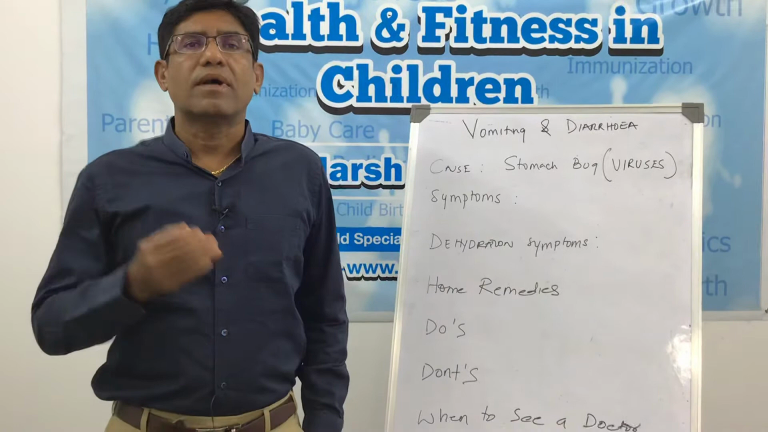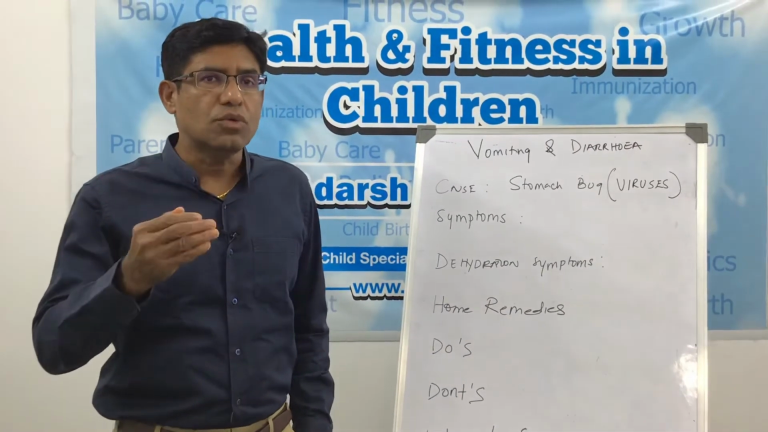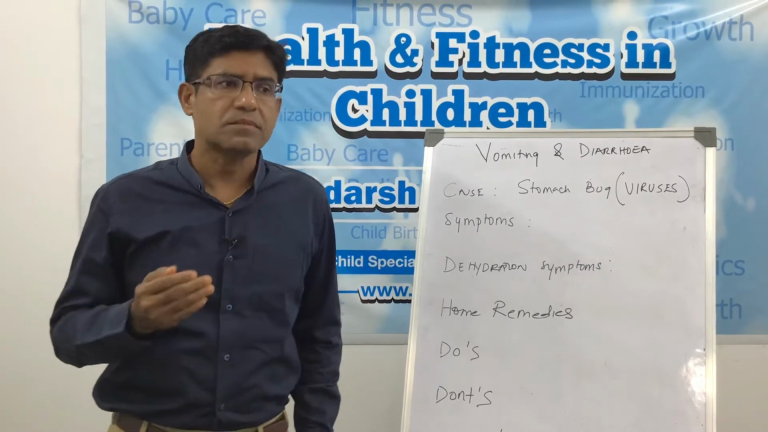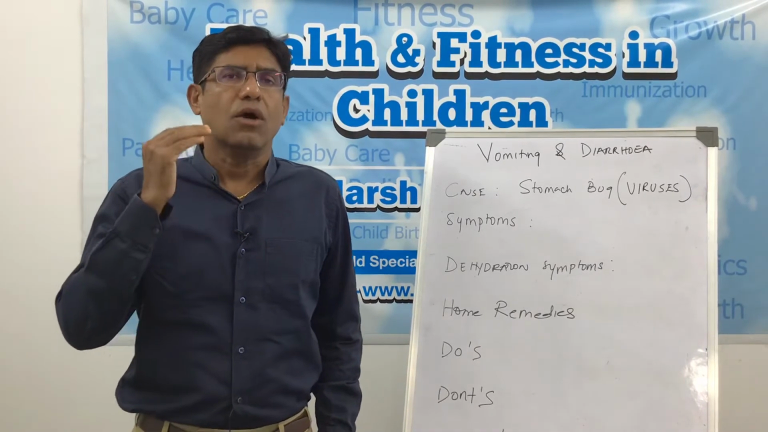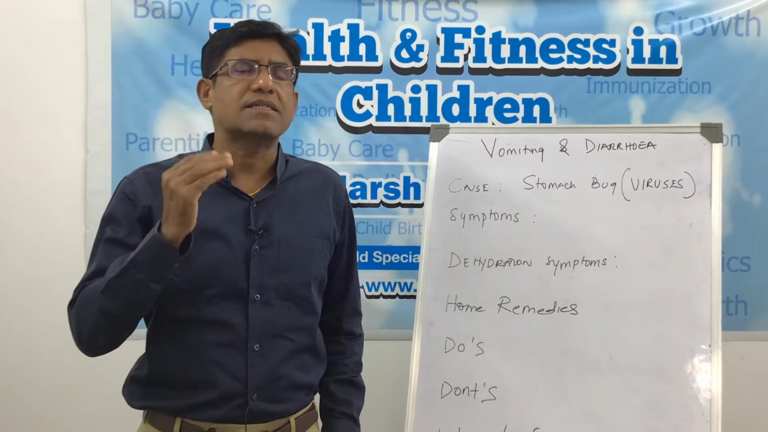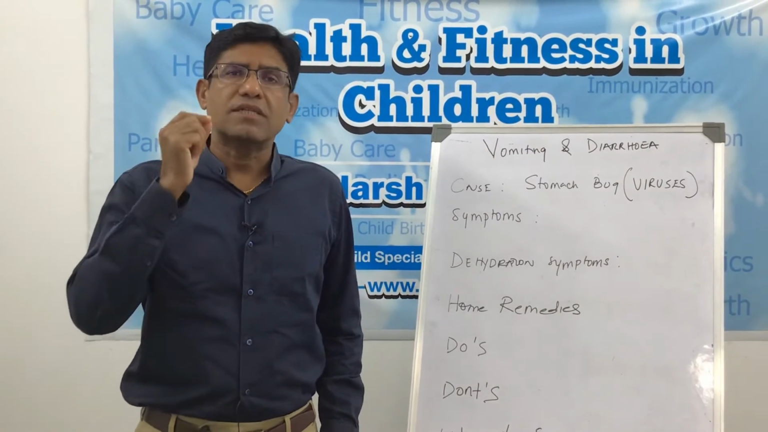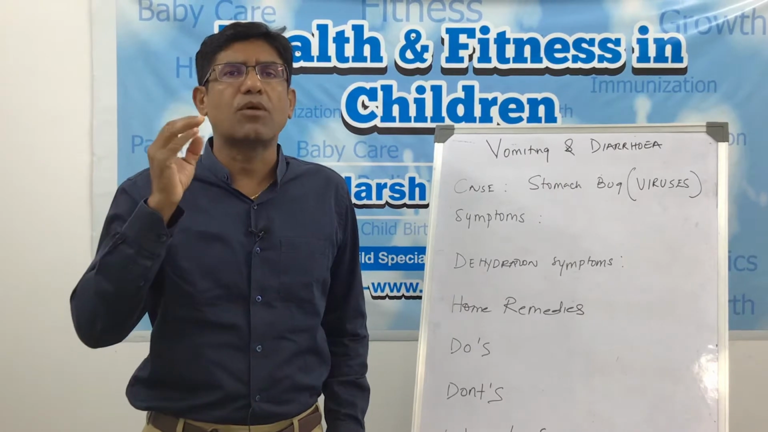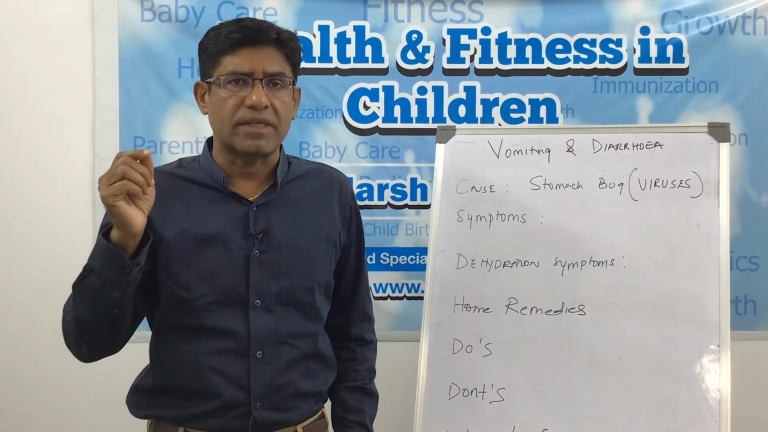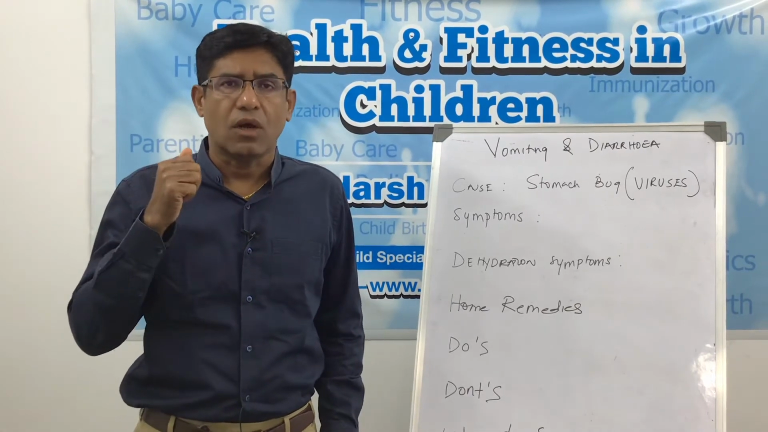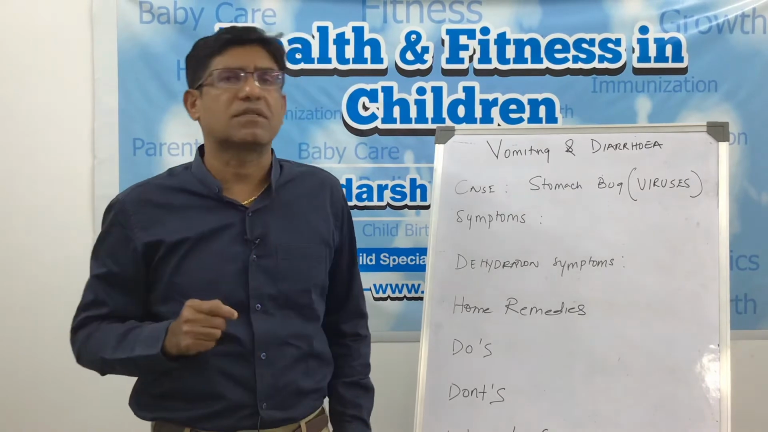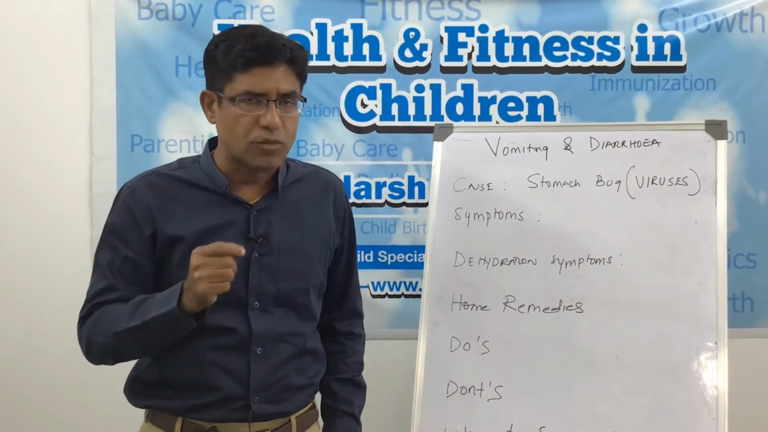What are the home remedies which we should do to prevent dehydration in these conditions? Whenever the child has vomiting or loose motions, we need to continuously hydrate the child. It is often very small amounts of liquid. For example, oral rehydration therapy, that is ORS, is a very good solution. It is a powder which is available in the market. It has to be mixed with water and the child can consume it.